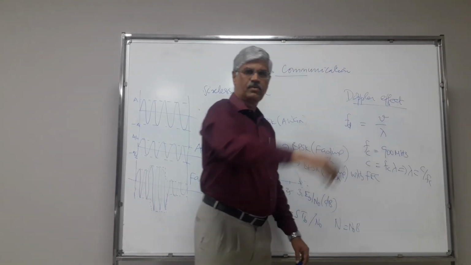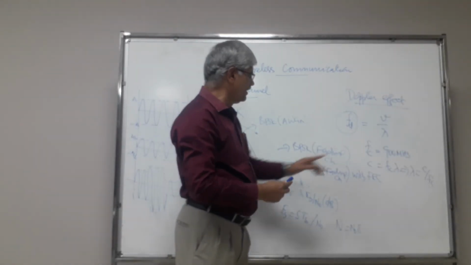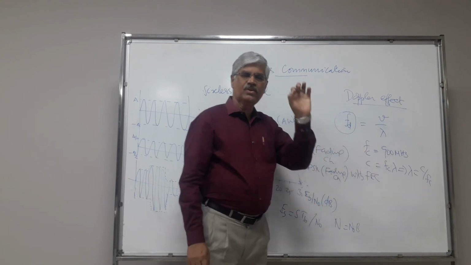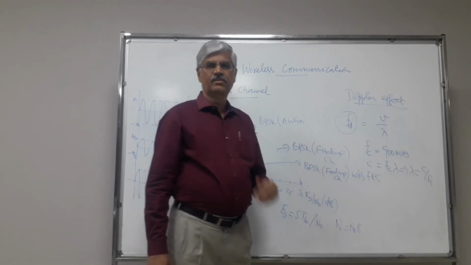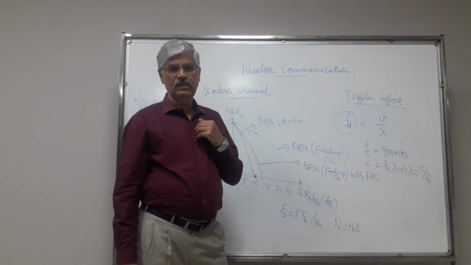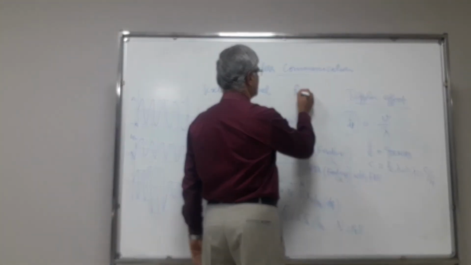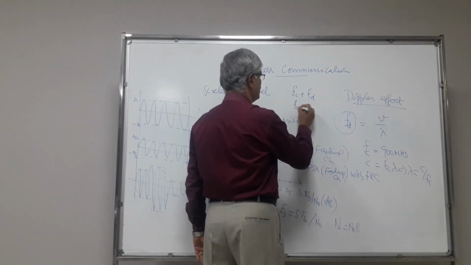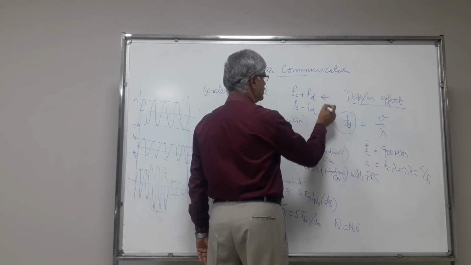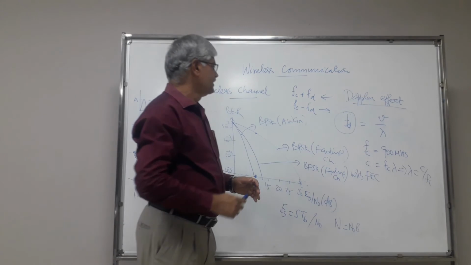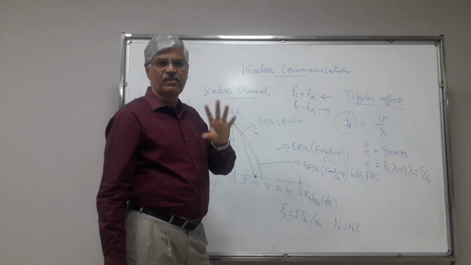Suppose the mobile is moving at a particular speed. Then there is what is known as a Doppler shift. You transmitted at 900 megahertz, but what you will receive is FC plus FD if the mobile is moving towards the base station. So what you will receive is FC plus FD or FC minus FD, where FC minus FD is when the mobile is moving away from the base station. This is in effect introducing what is known as a frequency modulation.